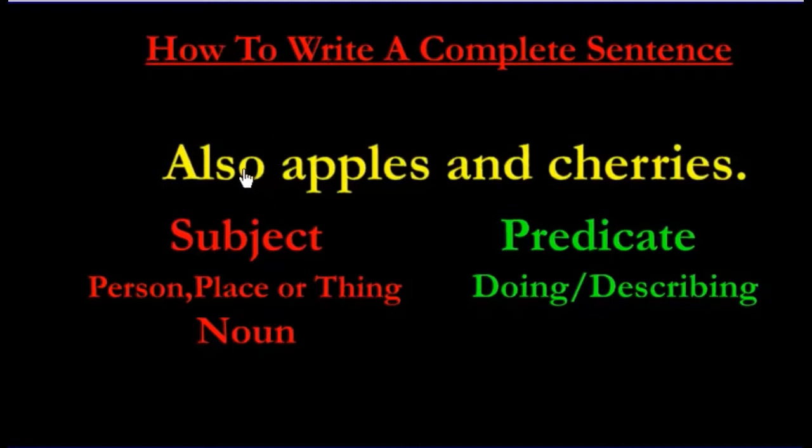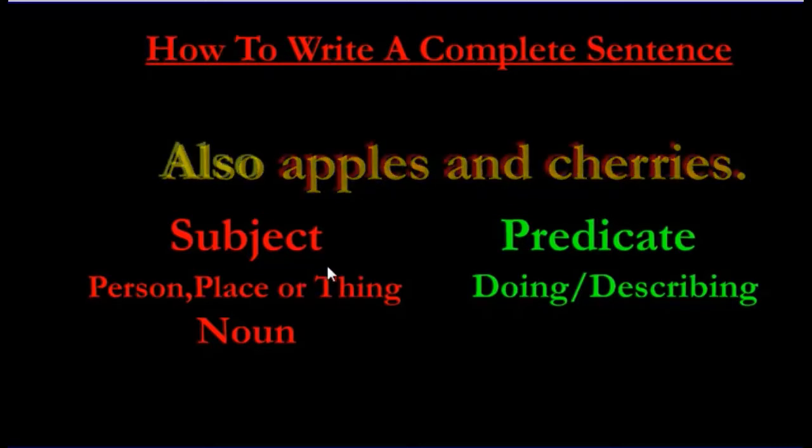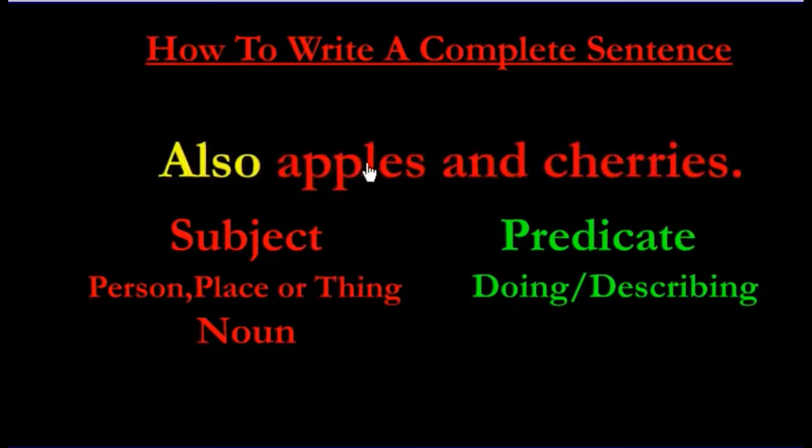Is that a complete sentence? Also, apples and cherries. Do we have a subject? Do we have any people? No, no people here. Do we have places? No. Do we have things? Yes, we do have things. We have apples and cherries. So we have a subject. But do we have a predicate? No, we're not describing the apples and cherries.